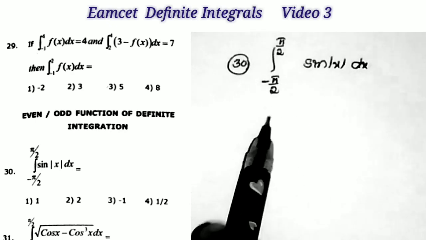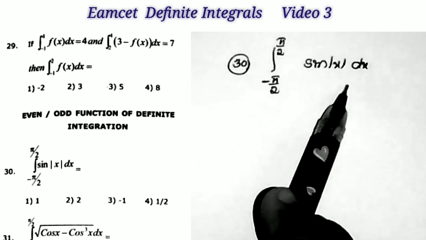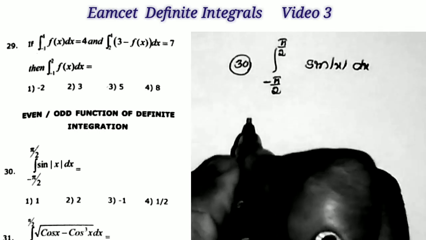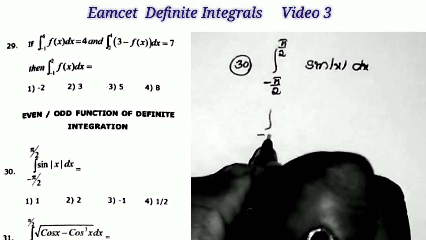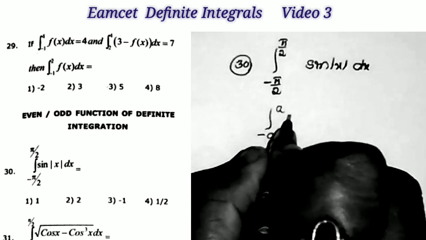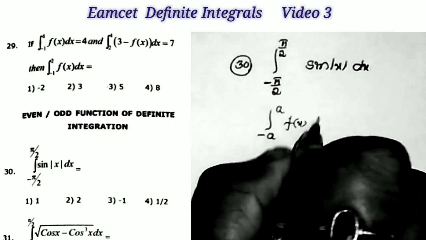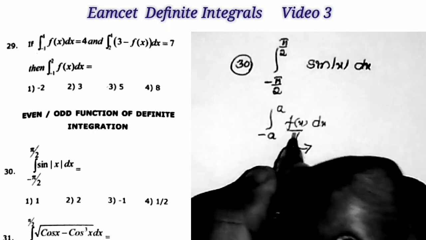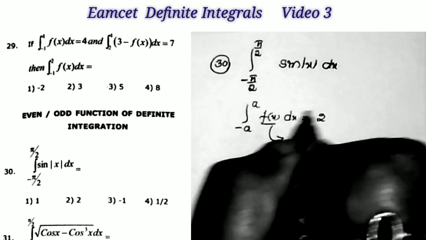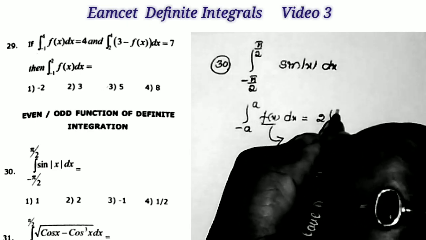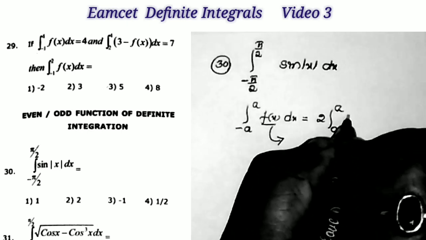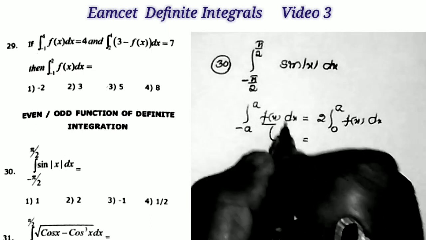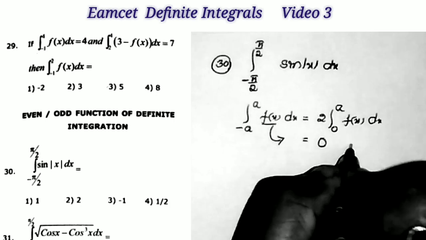Integral from minus pi by 2 to pi by 2 of sin of mod x into dx. When we have the limits in the form of integral from minus a to a of f of x into dx, then always first of all we have to check whether the given function is an even function or an odd function. If it is an even function, then the question changes to 2 into integral 0 to a of f of x into dx. And if the function is an odd function, then the answer becomes 0.